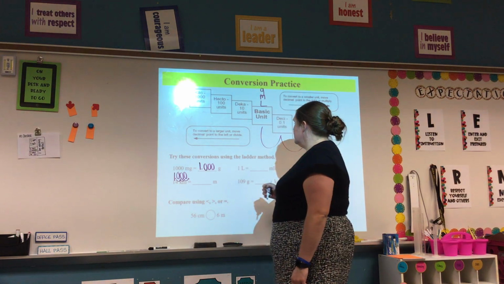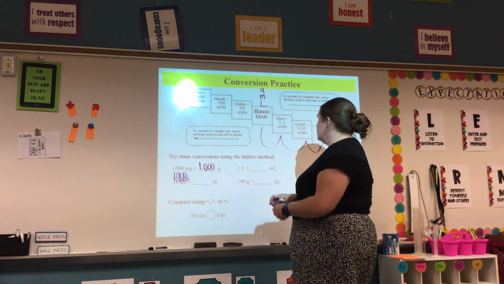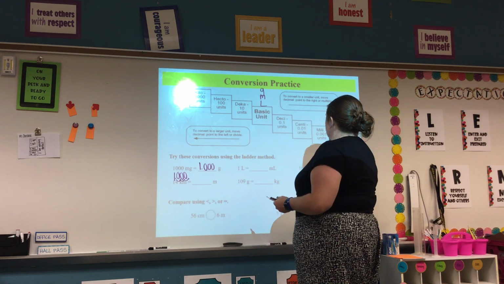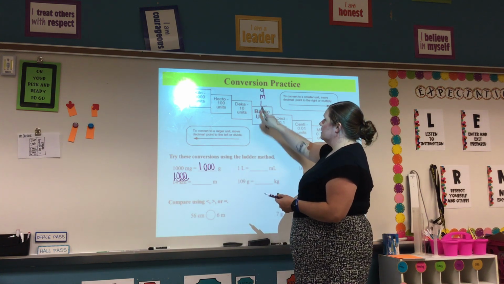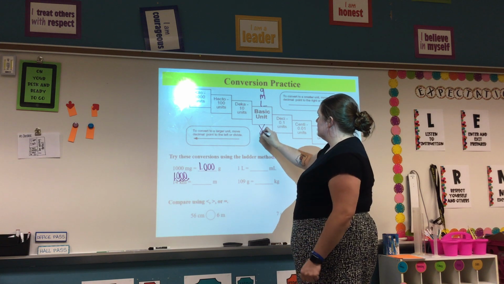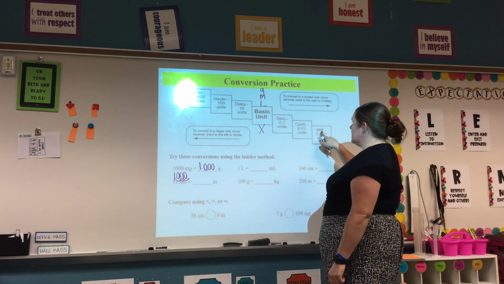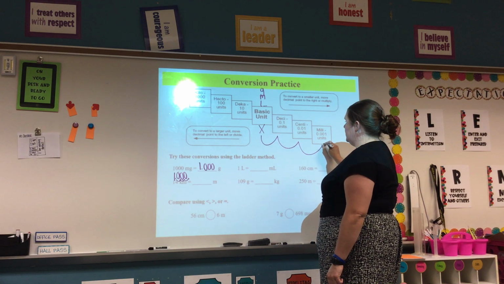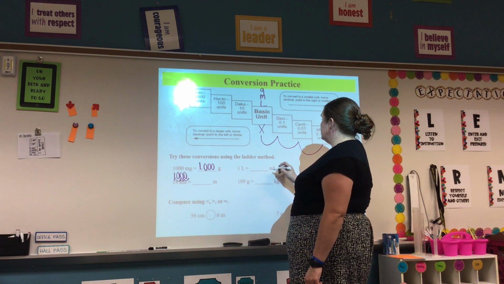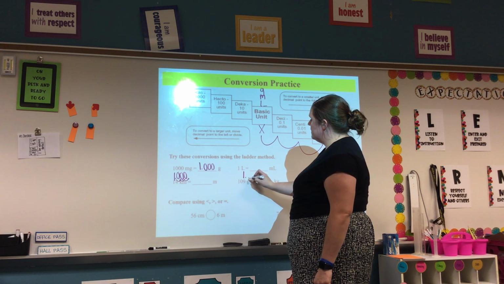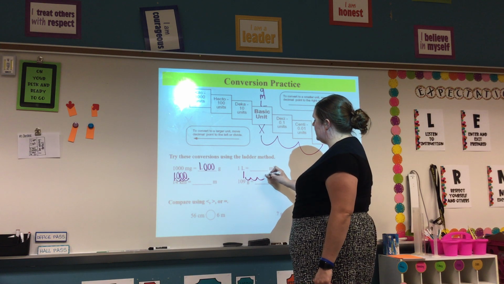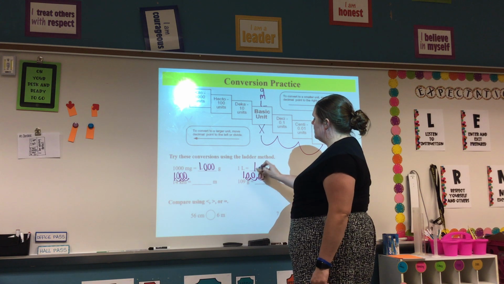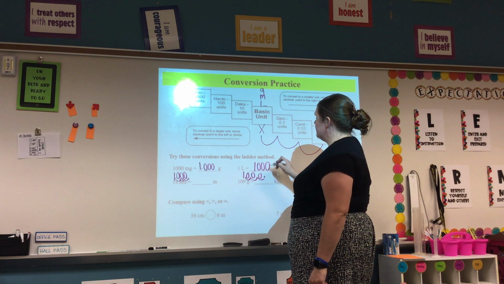The next one is 1 liter to milliliters. Once again, liter is our base unit, so we start there. We're going to milliliters. So 1, 2, 3. So 1 liter, my decimal's at the end. 1, 2, 3. My decimal's now there. Drop in those zeros. We're at 1,000 milliliters.